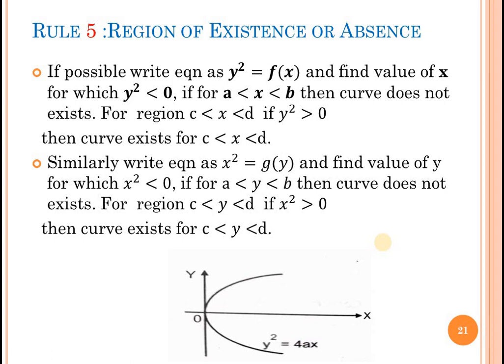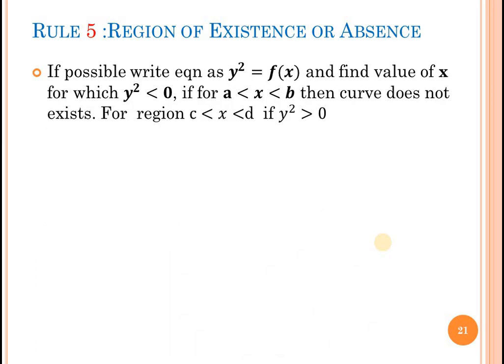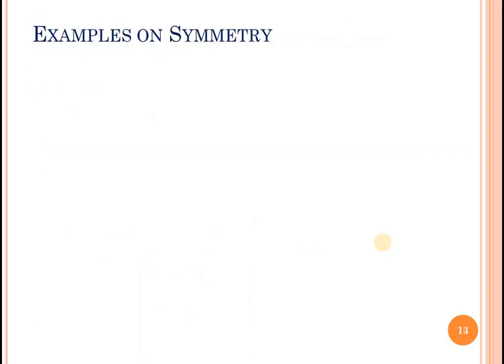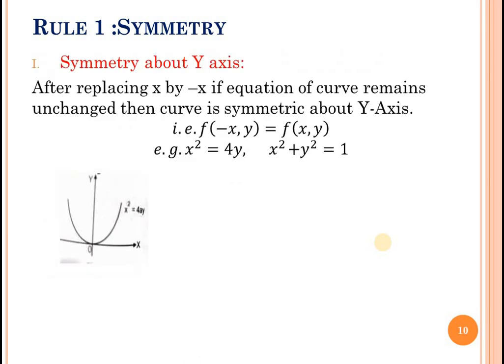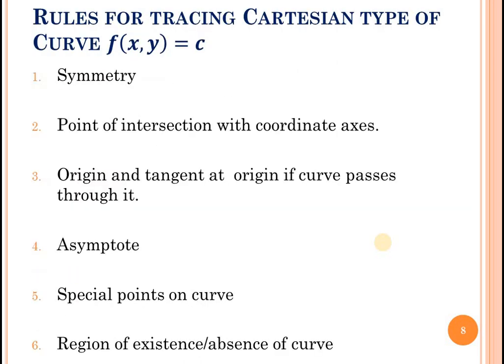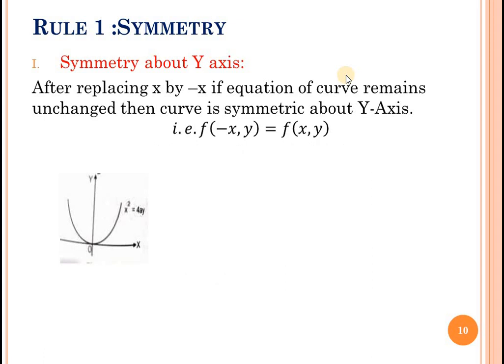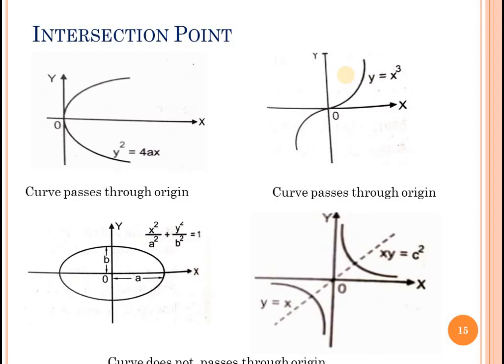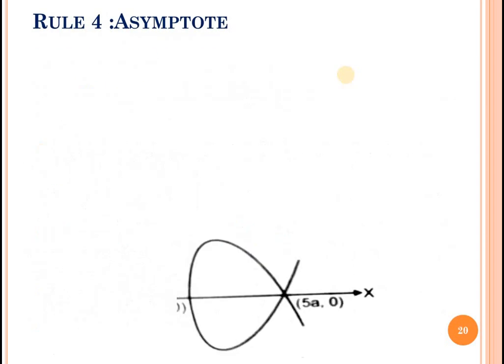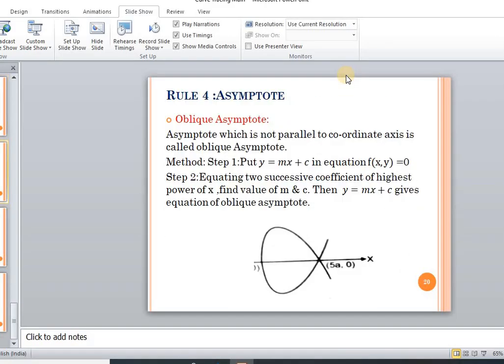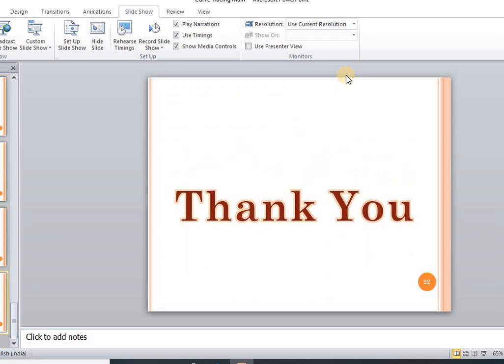So what do we see? The symmetry of the curve, then intersection points, then the tangent at origin and at another point, then asymptotes, and special points we plot, and the region of absence or presence. So these are the key points for tracing any type of curve. So now we stop here. Thank you. In the next video we will see detailed examples.